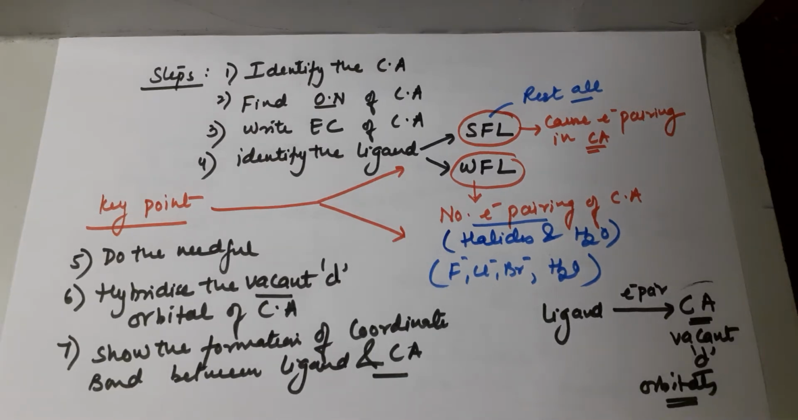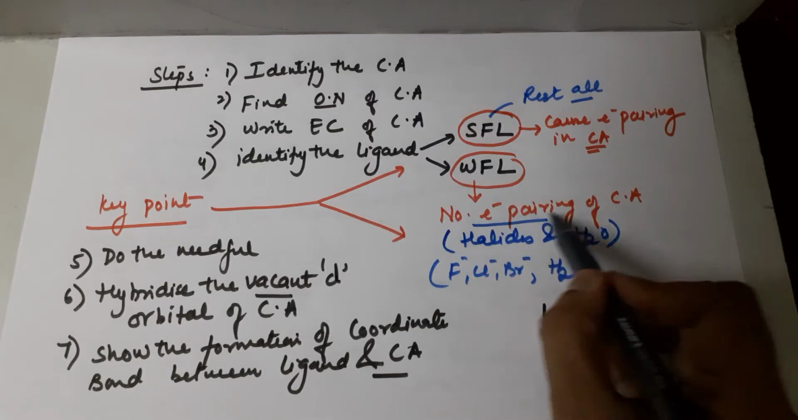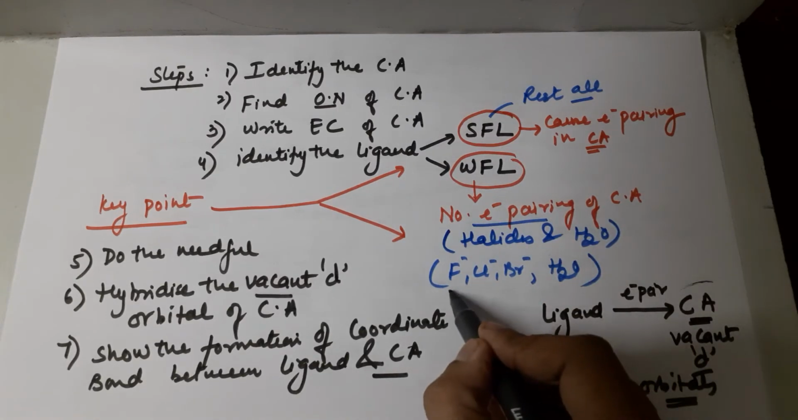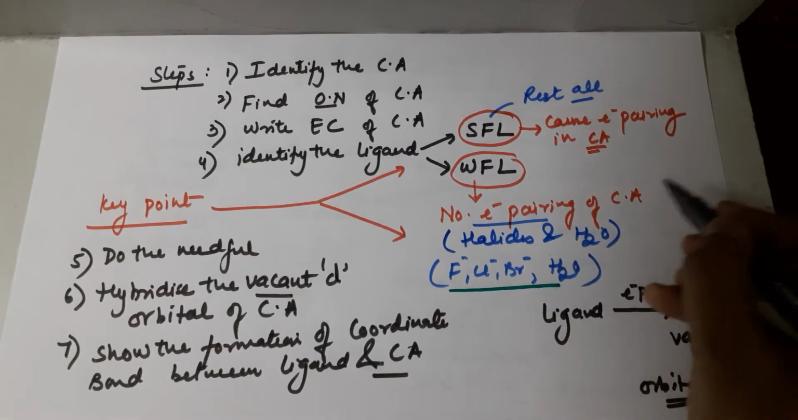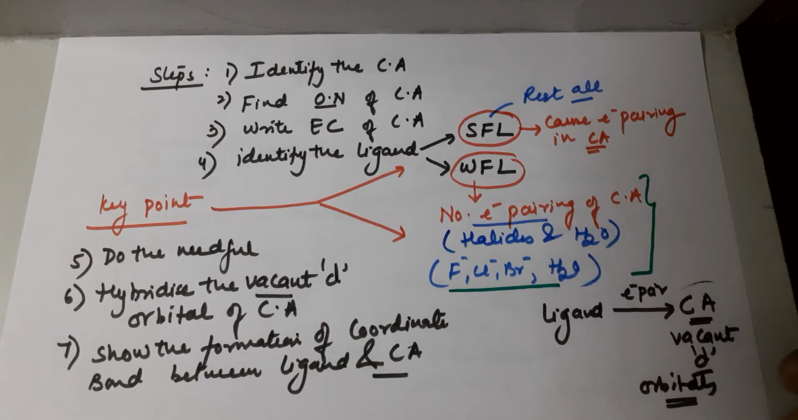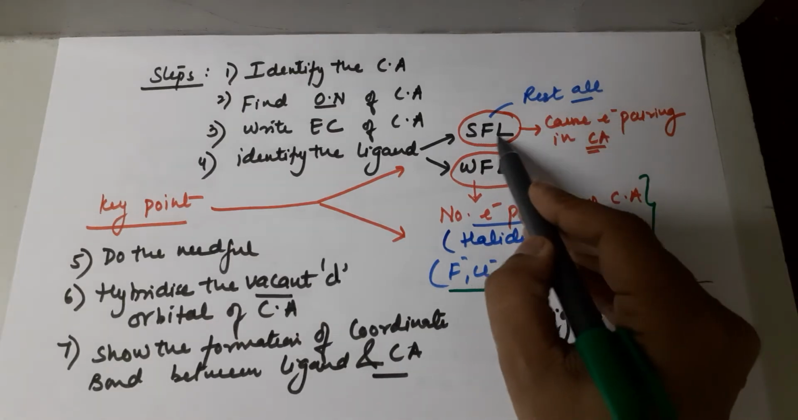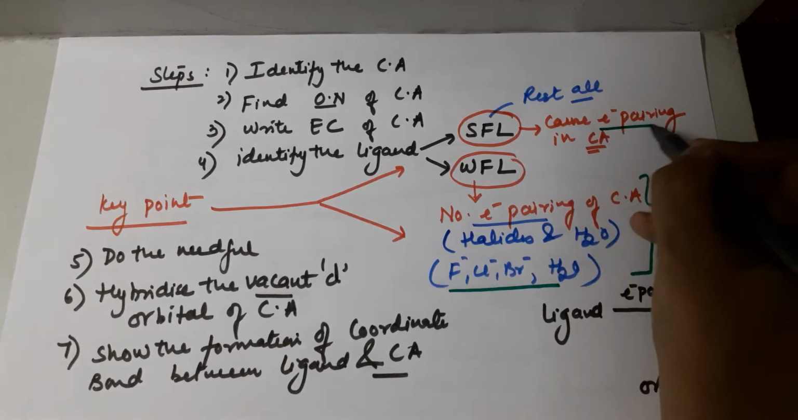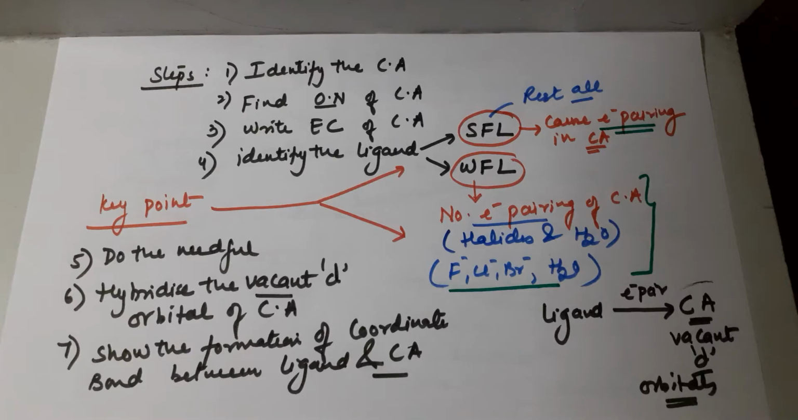Before I move forward, just remember that weak ligands will not cause any pairing, and these are halides and water. This is the key point of the concept: halides and water will be considered as weak ligands. Rest all are strong. And what does a strong field ligand do? It causes electron pairing, while these ligands do not cause any electron pairing.